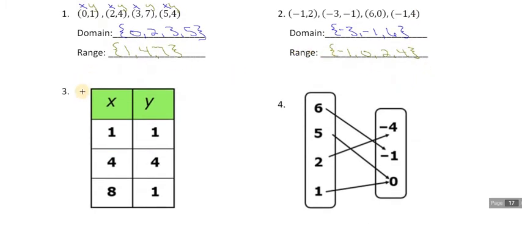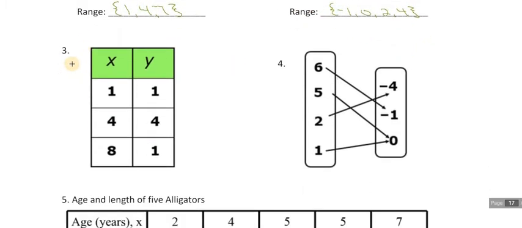3 and 4 are just different ways to represent ordered pairs. In number 3, we have a table. Our domain is in our left column, which represents the x's. So that would be 1, 4, and 8. Whereas our range is our second column, or the y's, which we have 1, 4, 1, so we just write 1 and 4.